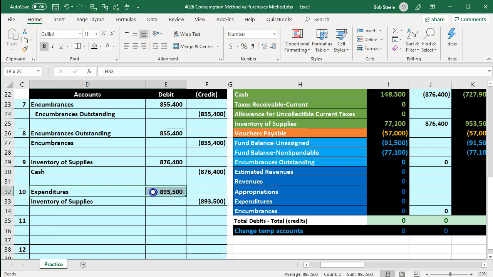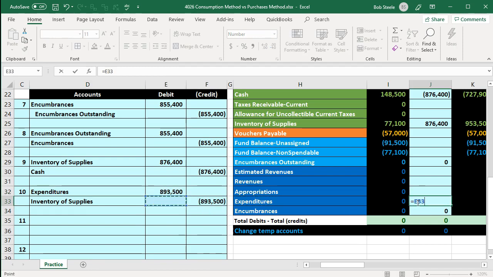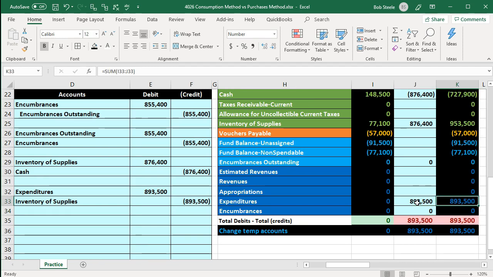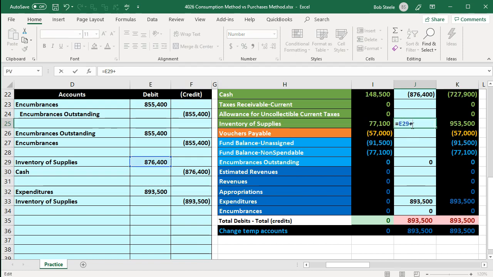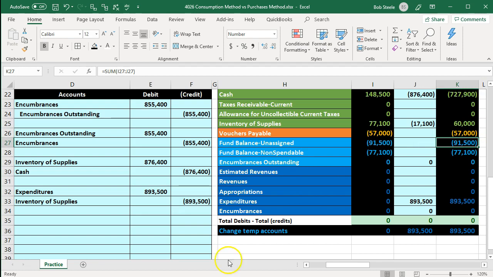So we're going to record the expenditure. That's going to be in J33 equals, and we're going to record the debit, bringing it up. And then we're going to record the credit in inventory supplies in J25. Double click on it, go to the end of it, plus, we're going to pick up the credit. That'll bring the balance down to 60,000. And that's going to be, of course, our physical count that we had.